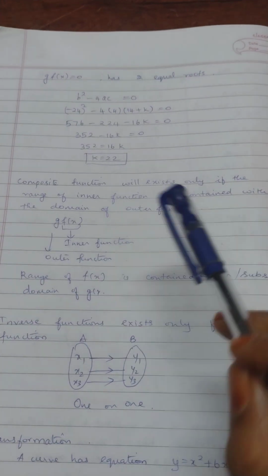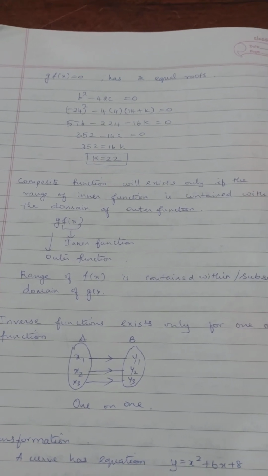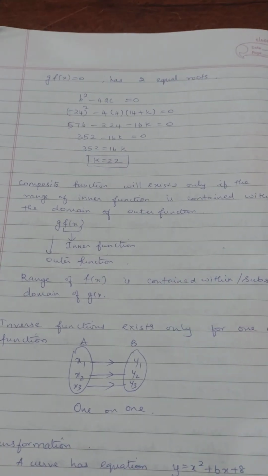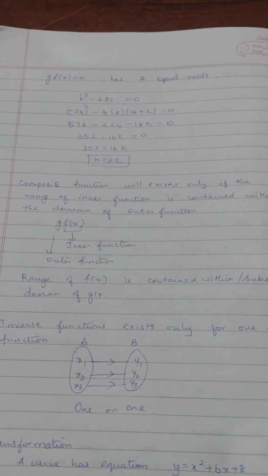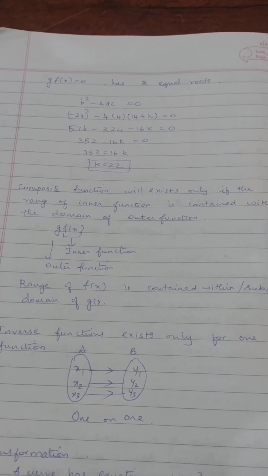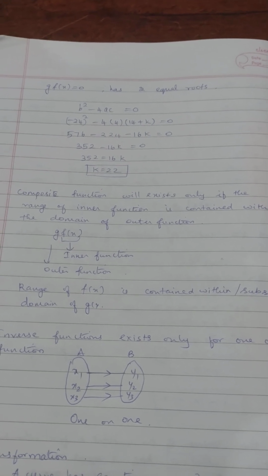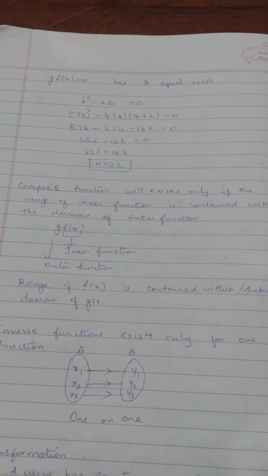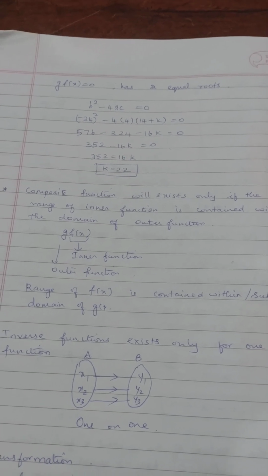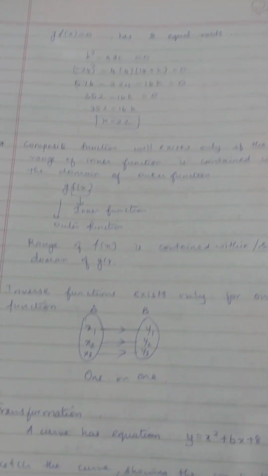G of f of x exists, that doesn't mean that f of g of x also should exist, because in that case you are interchanging the outer function and the inner function. That means the range of the inner function has to be contained within the domain of the outer function. Only then will the composite function f of g of x exist. So we will have to check that in order to proceed further for composite functions.